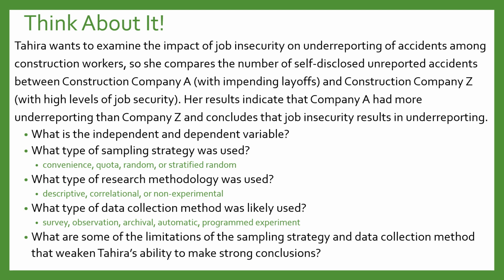We didn't manipulate impending layoffs or not. We relied on pre-existing groups that had or didn't have those impending layoffs. Our dependent variable is the accident reporting behaviors, so the level of underreporting. The sampling strategy was probably convenience. Tahara probably had access to these two construction companies. She works in Washington State, so they were probably located in Washington State or Oregon or Idaho, somewhere near there. And it just so happened that one had impending layoffs and one didn't. So I would guess this is a convenience sample.